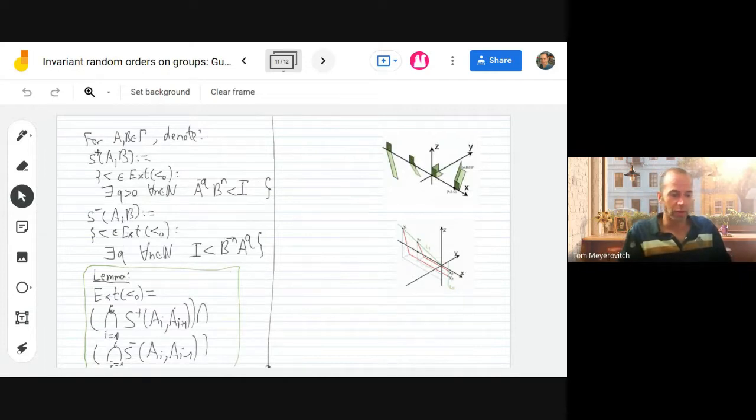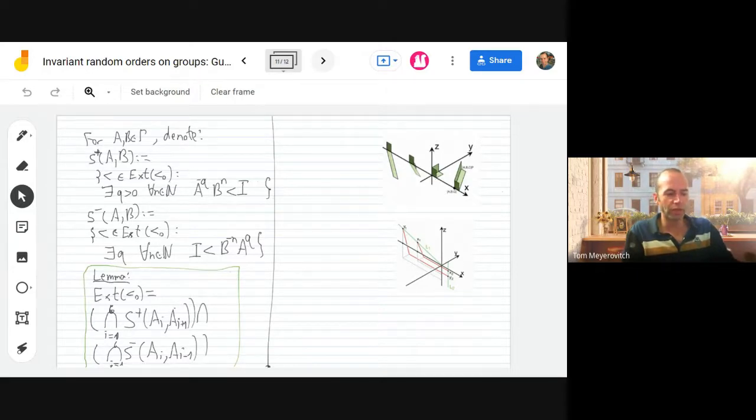And now there are 2 parts to this proof. The first part is really mimicking what Dave Morris did in a specific setting. He was just looking at the invariant orders, and you want to show that there are none.